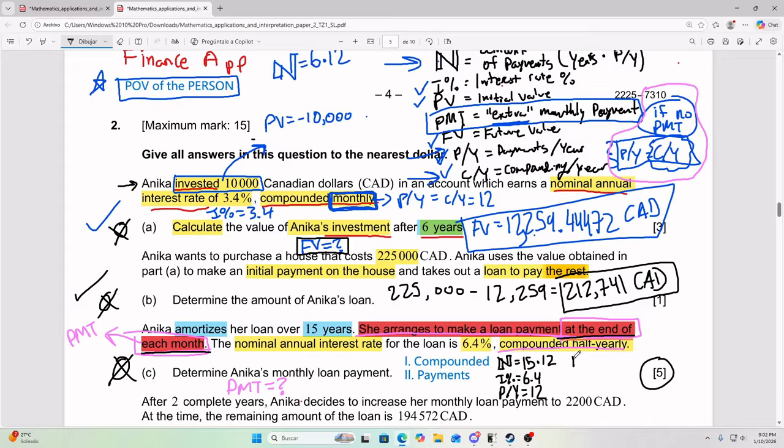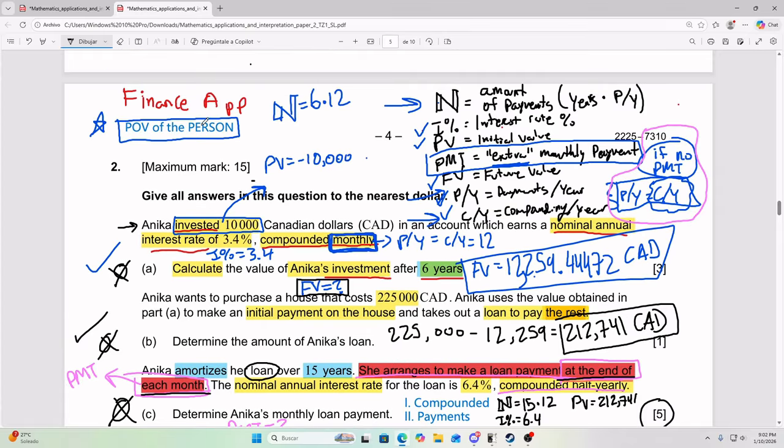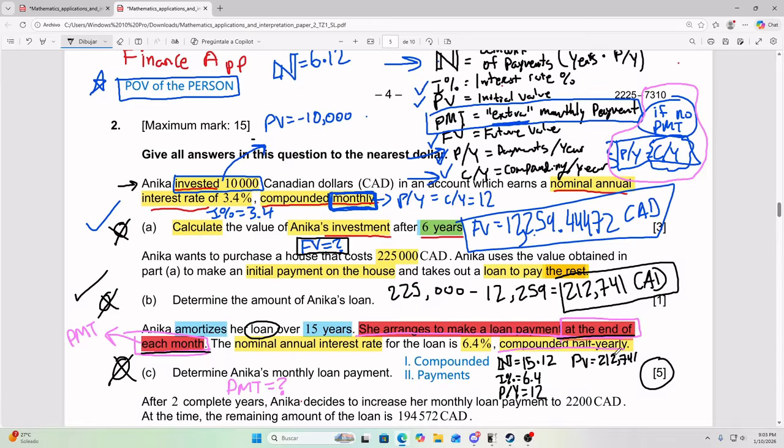Yet still, PV is your initial value, which here they're telling you is a loan. It's a loan of 212,741. So that is how much she owes. So your PV, from the perspective of the person, is how much the loan is, so it's going to be a positive value. You're going to understand why in a second. It's a positive value, how much she owes the bank, because it's a loan. PMT is what you're trying to discover, so I'm going to leave that as a question mark.